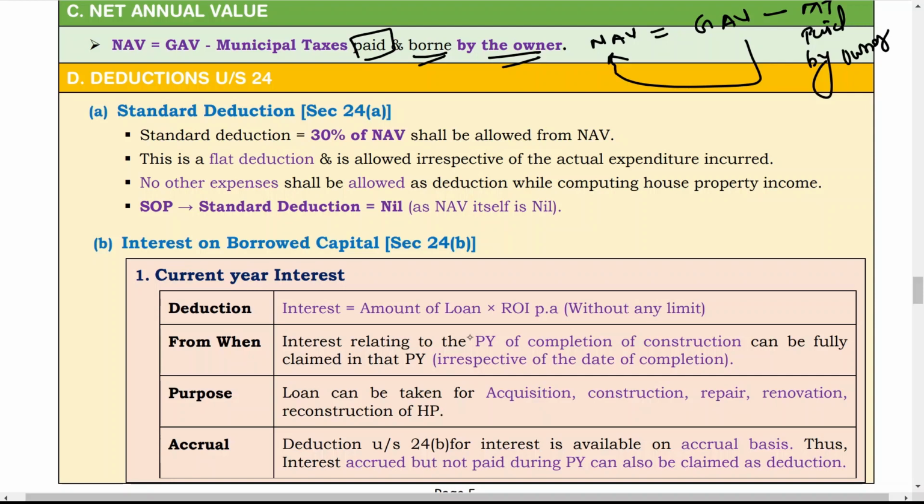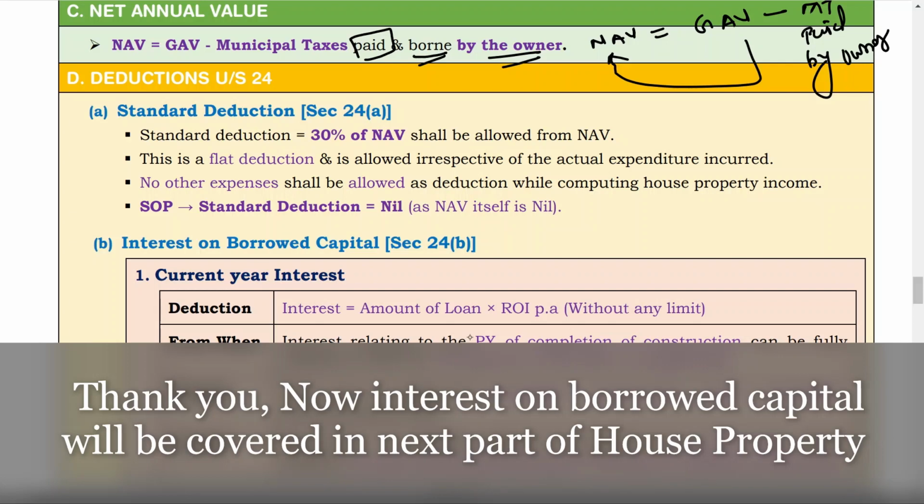Now for SOP, standard deduction is equal to nil, as NAV itself is nil. Here, what is the rate of standard deduction? The rate is fixed, 30% of NAV. Whatever is your NAV, you can get 30% of it as a deduction. So that is why no other deduction is available. No expenditure you can write down now as a deduction.